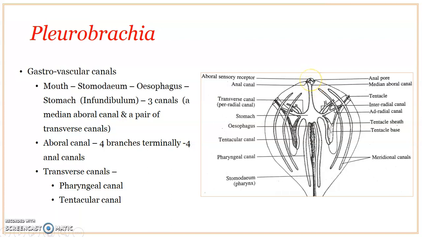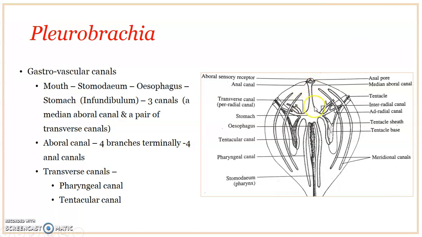The aboral sensory receptor. Each anal canal has a dilation referred to as the ampulla, and two diagonally opposite anal canals open out by two minute anal pores, while the other two end blindly. I hope it is clear. So four anal canals are there. Out of that, two open out through anal pores, one pore on either side of the sensory receptor, while the other two anal canals end blindly.